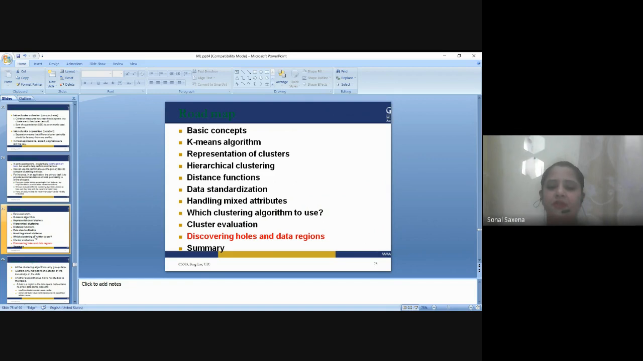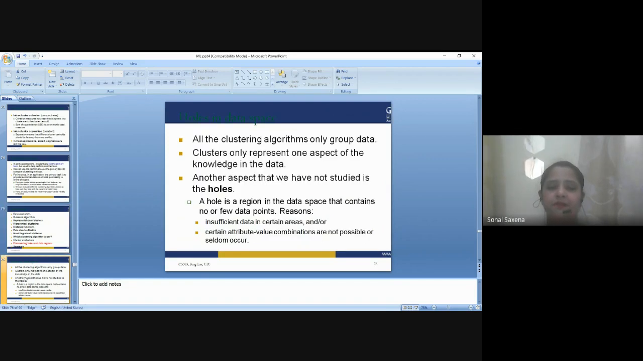Finally, discovering holes and data regions. All the clustering algorithms only group data. Clusters only represent one aspect of the knowledge in the data, and another aspect that we have not studied is the holes. A hole is a region in the data space that contains no or few data points. What is the reason? Insufficient data in certain areas, or certain attribute value combinations being possible but seldom occurring.